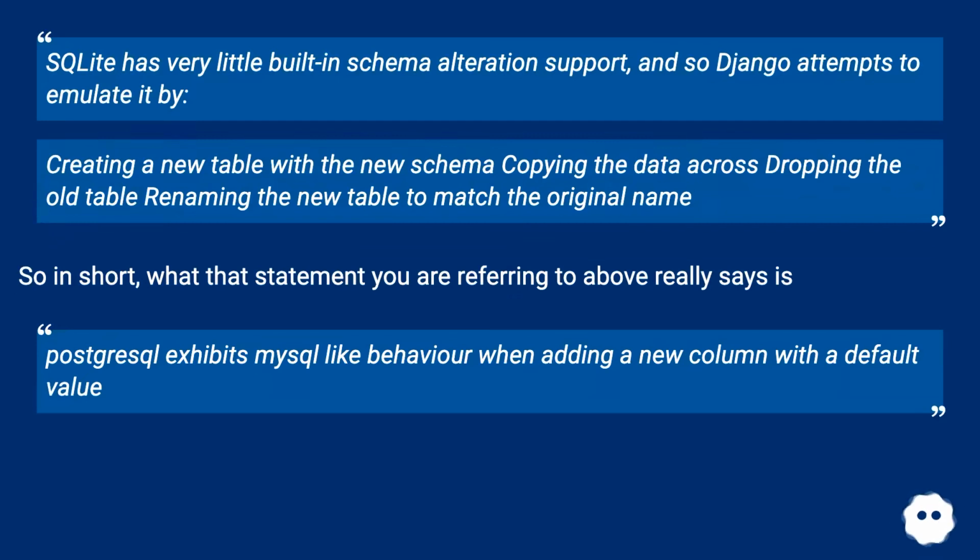SQLite has very little built-in schema alteration support. Inside, Django attempts to emulate it by creating a new table with the new schema, copying the data across, dropping the old table, and renaming the new table to match the original name. So in short, what that statement you are referring to above really says is, PostgreSQL exhibits MySQL-like behavior when adding a new column with a default value.